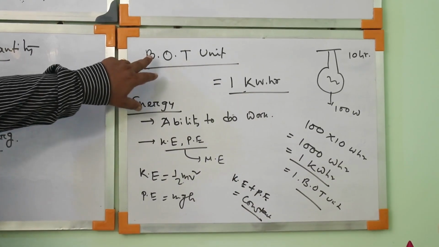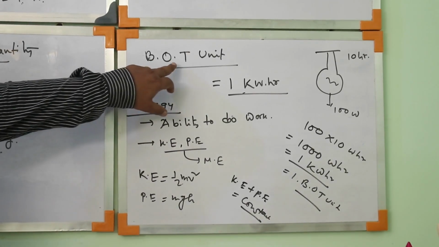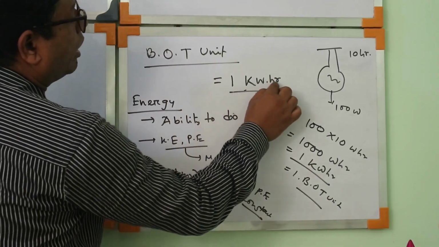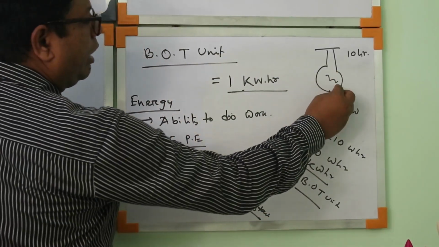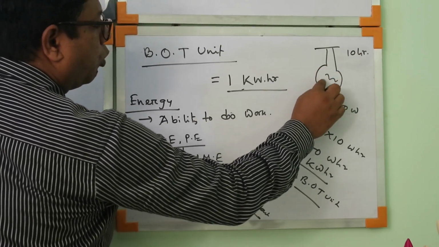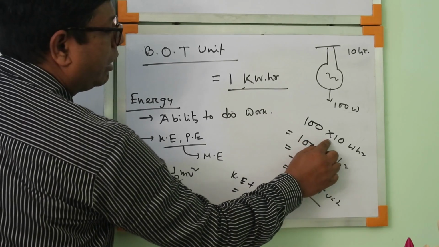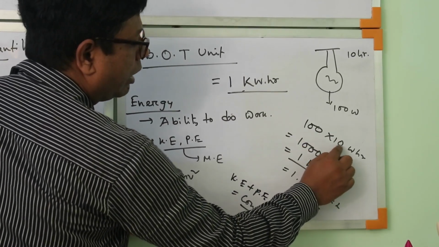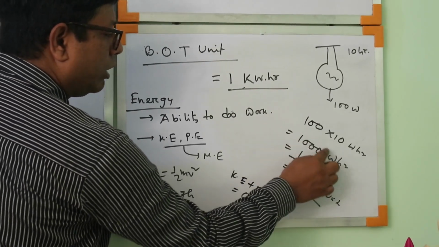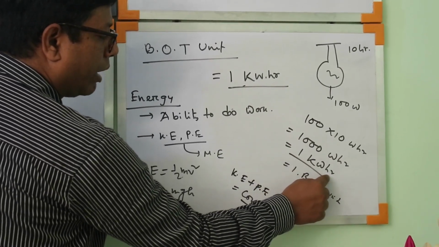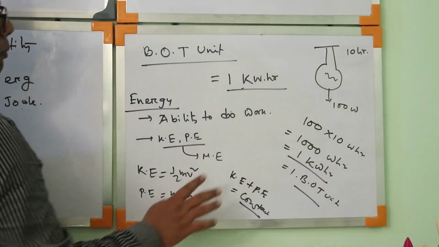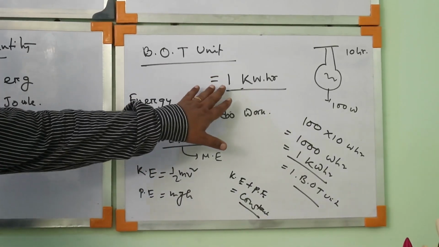One electrical energy unit is the BOT unit. BOT unit is defined as 1 kilowatt hour. That means if a 100 watt bulb is used for 10 hours, what will be the power consumed? 100 multiplied by 10, 100 watt and 10 hour, watt hour. 100 into 10 means 1000 watt hour. 1000 watt hour means 1 kilowatt hour. So 1 kilowatt hour is equal to 1 BOT unit. So 1 BOT unit is equal to 1 kilowatt hour.